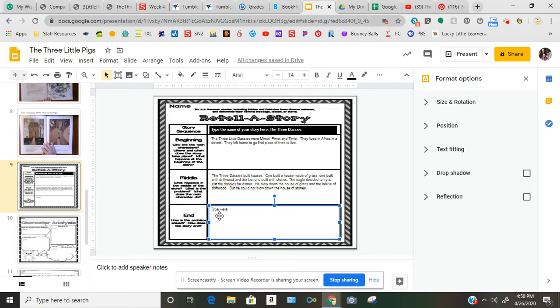Okay. So then I come down here to the end, and then what happened at the very end of the story? We don't want to talk about what we've gotten, that was the middle of the story. All those houses being built, the houses getting knocked down, that was all the middle. When we talk about the end, it's just like the beginning. It's just a very specific part. So what happened at the very end of this Three Little Dassy story? Think about it. See if you can remember.